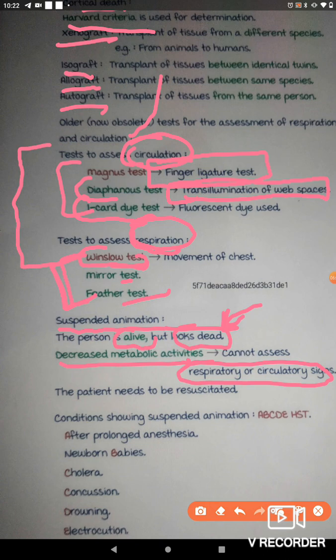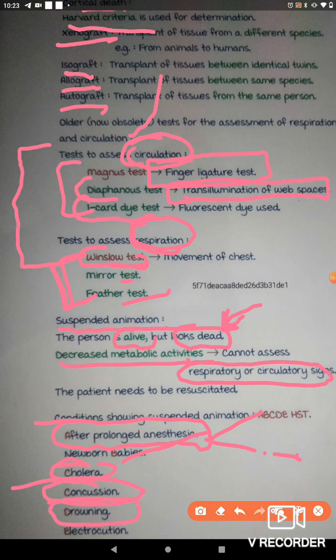So what are the conditions showing suspended animation? It is seen after prolonged anesthesia. After prolonged anesthesia, the person looks dead because of decreased metabolic activity, so we cannot assess respiratory and circulatory signs. It is also seen in newborn babies, in cholera and concussion, where the person looks as if dead.